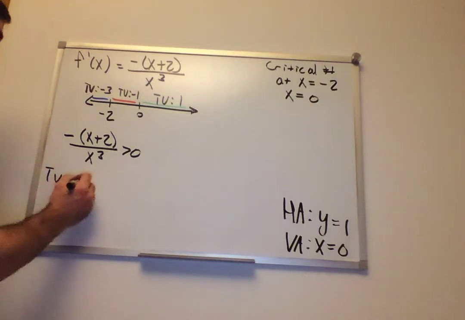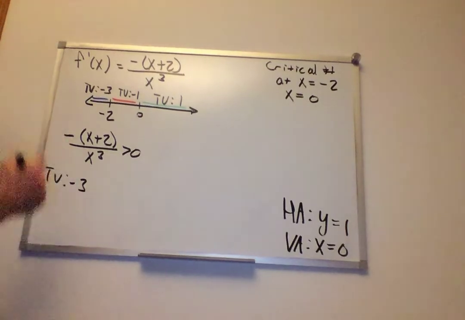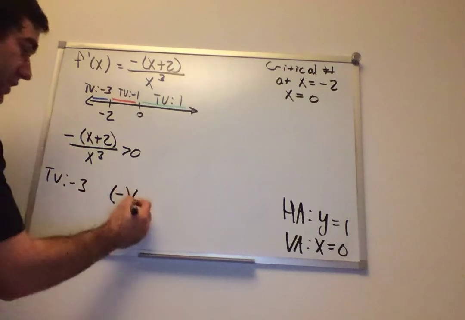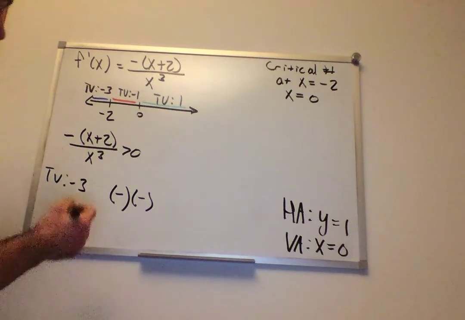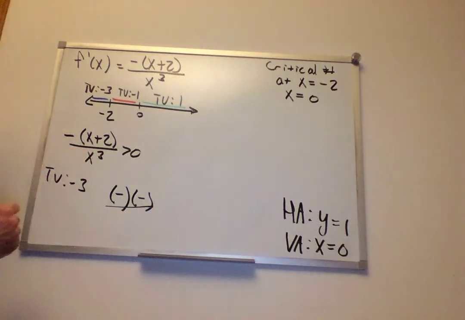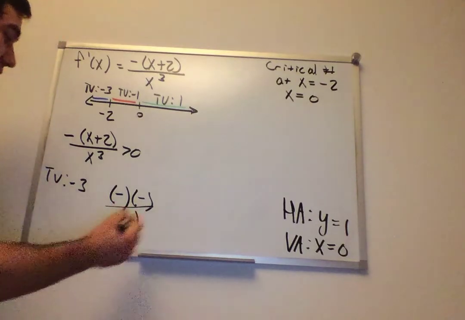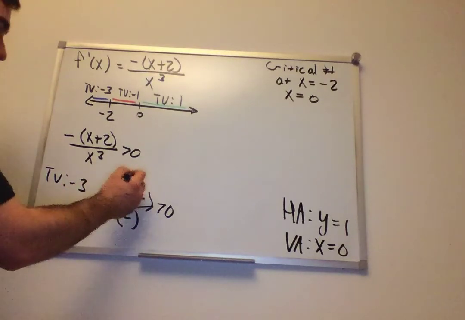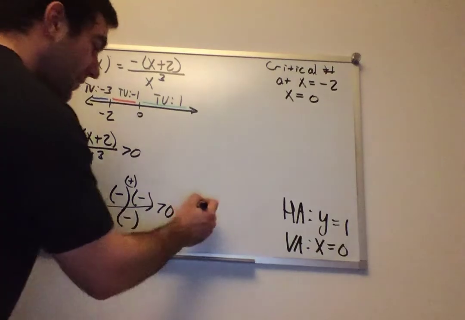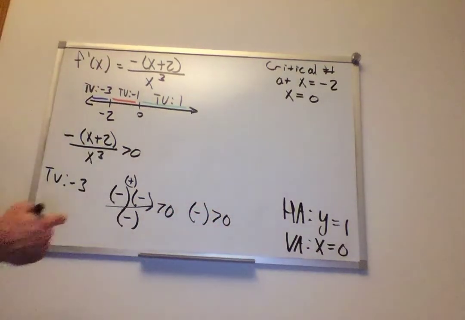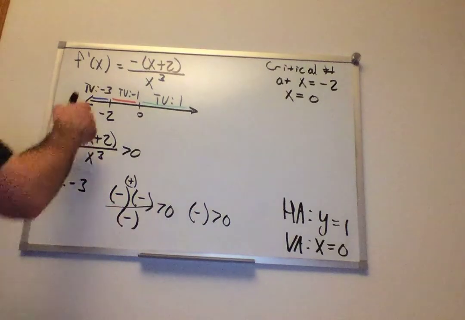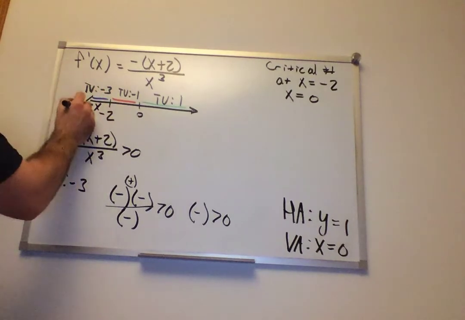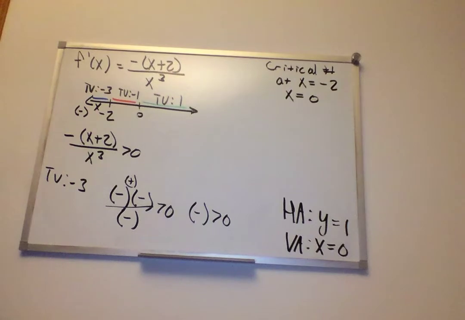So first test value, negative 3. So on the numerator, we've got a negative number. If I plug negative 3 into here, I get negative 3 plus 2, which is negative 1. That's a negative number. And then divided by negative 3 cubed, which is negative 27. That's also a negative number. Is this greater than 0? Well, a negative times a negative is a positive, so we got a positive on top. Positive divided by a negative is a negative, so a negative greater than 0. No, this is not true. So it is not increasing on this interval. So I'm going to put an X here. Not only that, I'm going to record the fact that it was a negative on that interval.